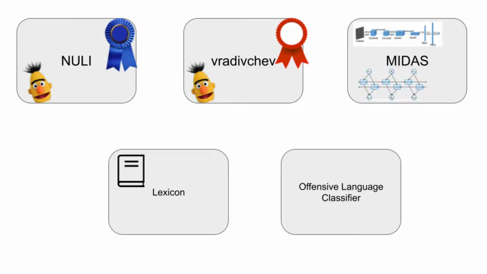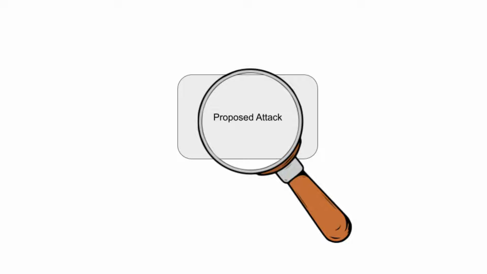A text is considered offensive if it contains one of the words from this lexicon. For the fifth classifier, we leverage Perspective API, which is an API created in collaboration between Jigsaw and Google. Perspective assigns a toxicity score to an input text. Following previous work, we labeled those texts with greater than 0.5 toxicity scores as offensive. Next, let's examine our proposed attack.